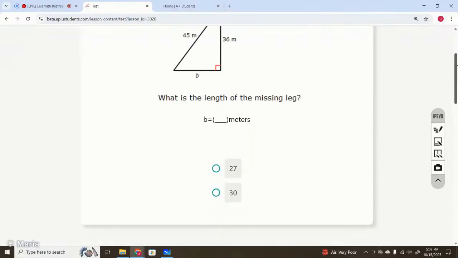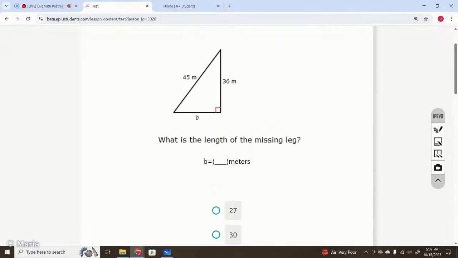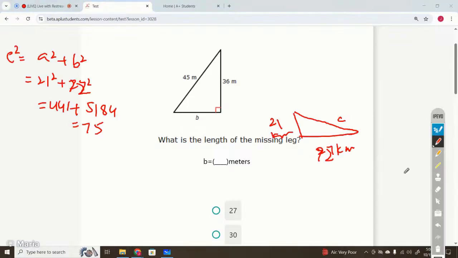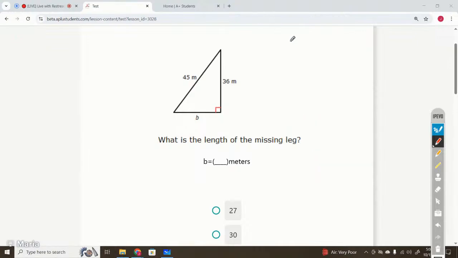Find the missing length of the leg. We are given the c, the hypotenuse. We need to evaluate the other side length. So we need to use the Pythagorean theorem whenever we have to solve the right triangle. We always use the Pythagorean theorem. So let's use that as c square equals a square plus b square. C is the longest side, the hypotenuse. So that is 45.